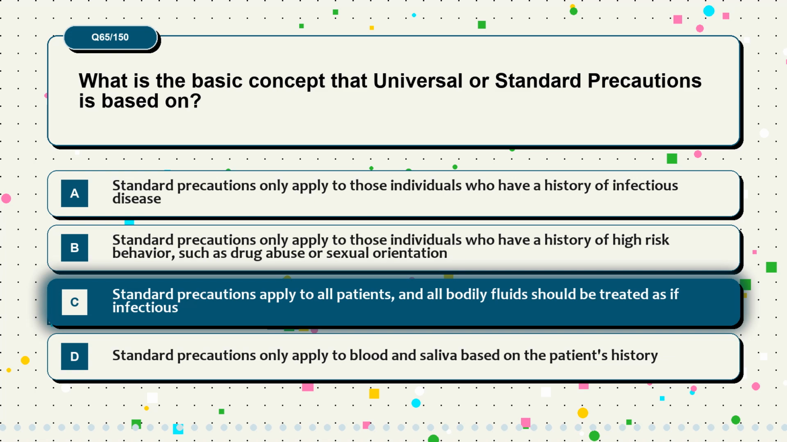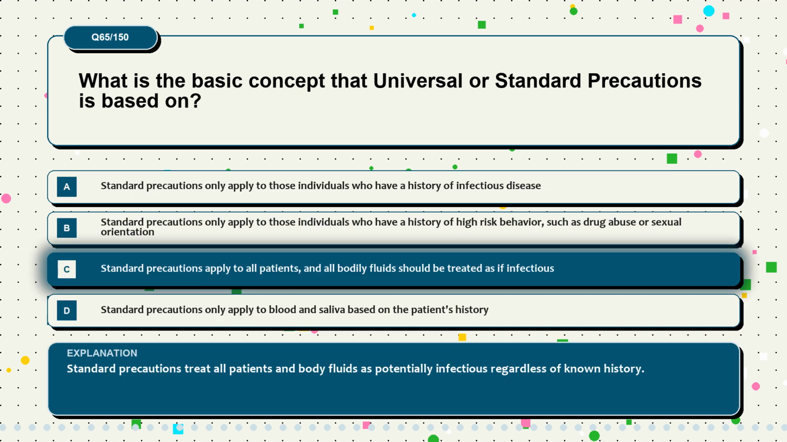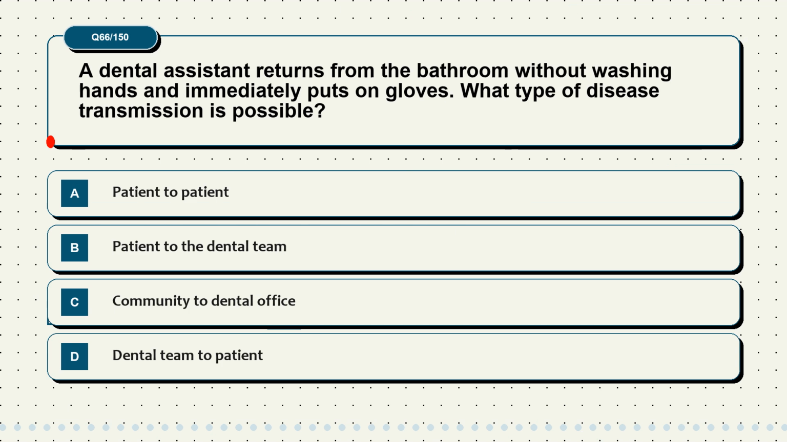The correct answer is option C. Standard precautions apply to all patients, and all bodily fluids should be treated as if infectious. Standard precautions treat all patients and body fluids as potentially infectious regardless of known history. Question 66. A dental assistant returns from the bathroom without washing hands and immediately puts on gloves. What type of disease transmission is possible?